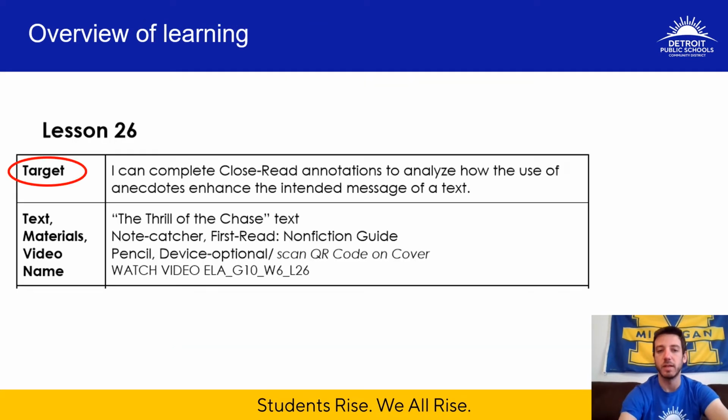The learning target for today is: I can complete close read annotations to analyze how the use of anecdotes enhances the intended message of a text. Because yesterday we engaged in a first read and you have a gist of the story, today you're going to focus on The Thrill of the Chase again, but you're going to engage in a close read, a deeper look at a specific part of the text, and look at how the author uses anecdotes to enhance the intended message of the text.